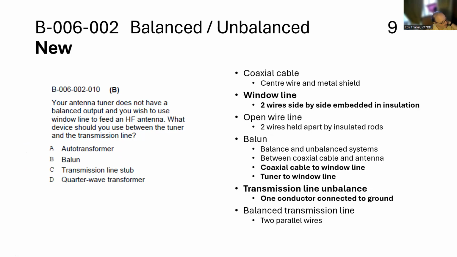A new question. Your antenna tuner does not have a balanced output and you wish to use window line to feed an HF antenna. What device should you use between the tuner and the transmission line? Again, here what you want is a balun, because you're going from an unbalanced system to a balanced system.